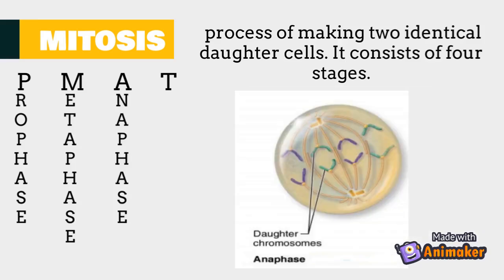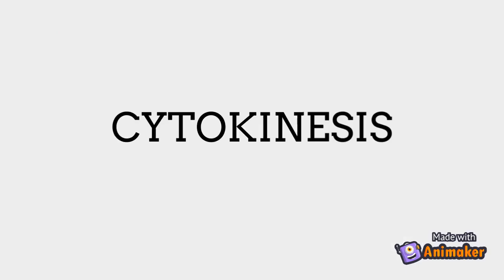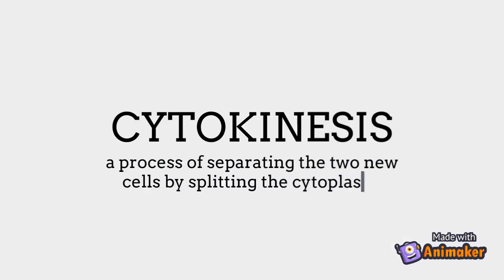A is for anaphase. The chromosomes in this stage are moving away to the opposite sides with the help of the spindles. The last stage is the T for telophase. In this stage, the nuclei are starting to appear again, surrounding the chromosomes on each side. The next phase of cell division is cytokinesis. It is a process of separating the two new cells by splitting the cytoplasm.